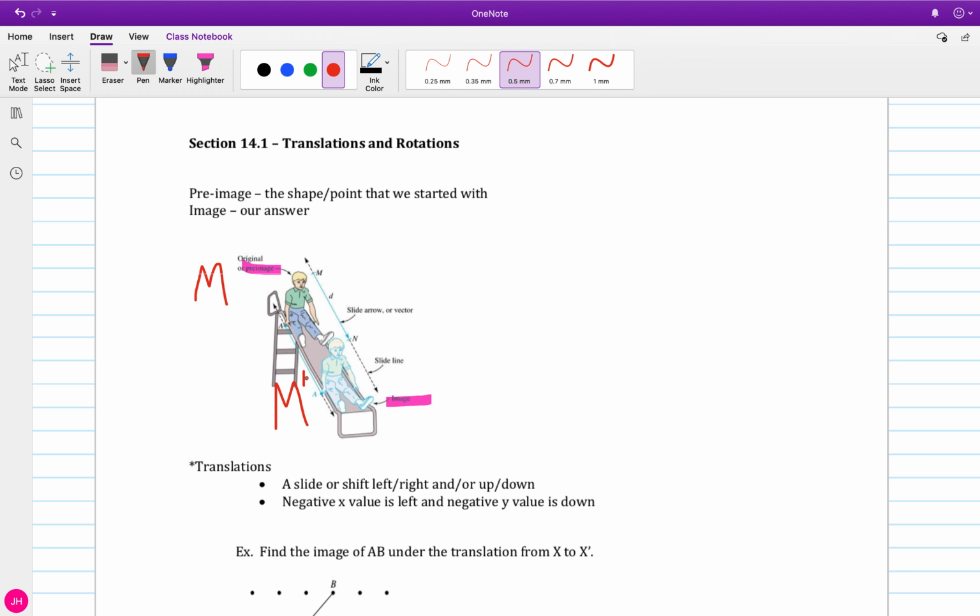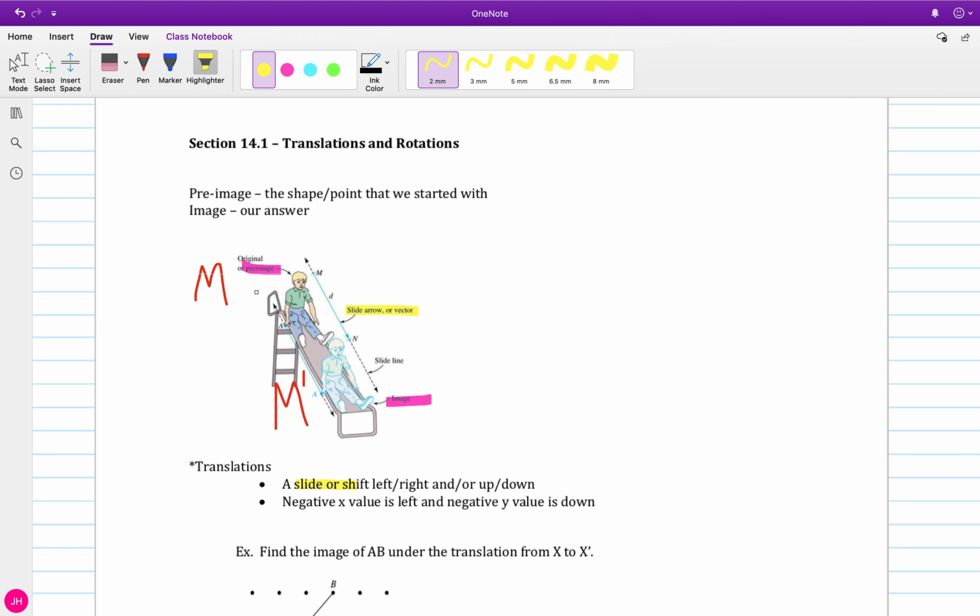Now, the first type I'm going to go over are called translations. And a translation, in easier words, is a slide. So that's why I have a picture of a slide here. And for a lot of these, we're going to be able to work them both graphically and algebraically. So we're going to go back and forth between the two because not everybody learns math in the same way. So this arrow that I'm going to be giving you is called a slide arrow, or if you took trigonometry or physics, you might have called it a vector.